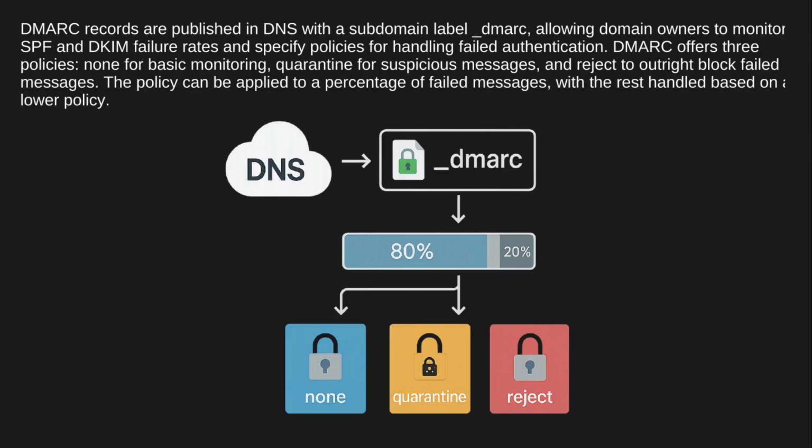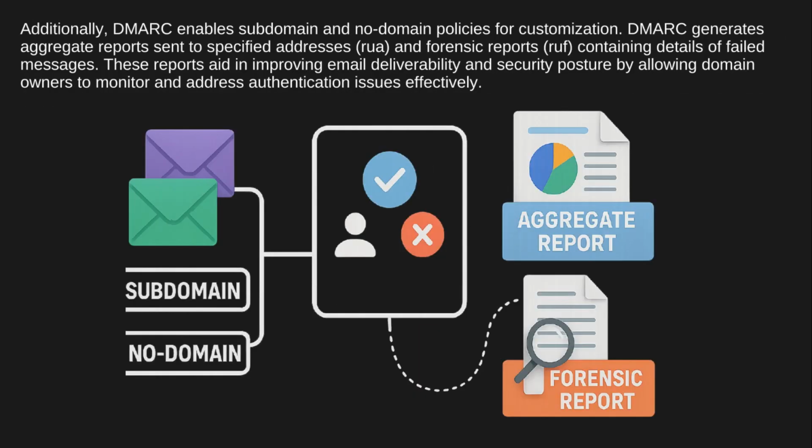DMARC offers 3 policies: none for basic monitoring, quarantine for suspicious messages, and reject to outright block failed messages. The policy can be applied to a percentage of failed messages, with the rest handled based on a lower policy. Additionally, DMARC enables subdomain and no-domain policies for customization.